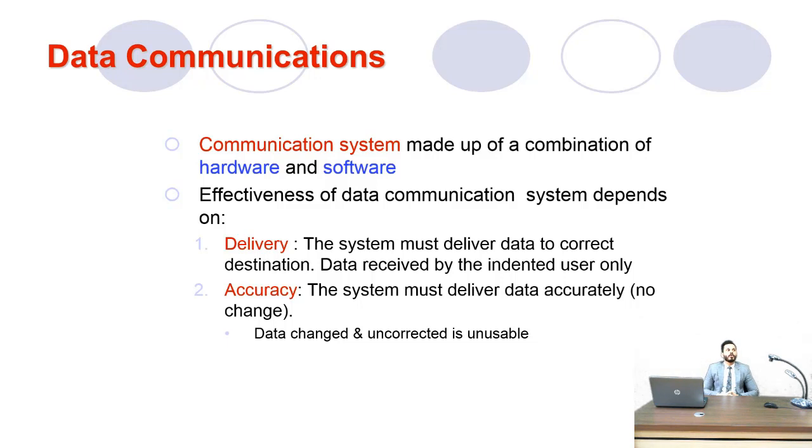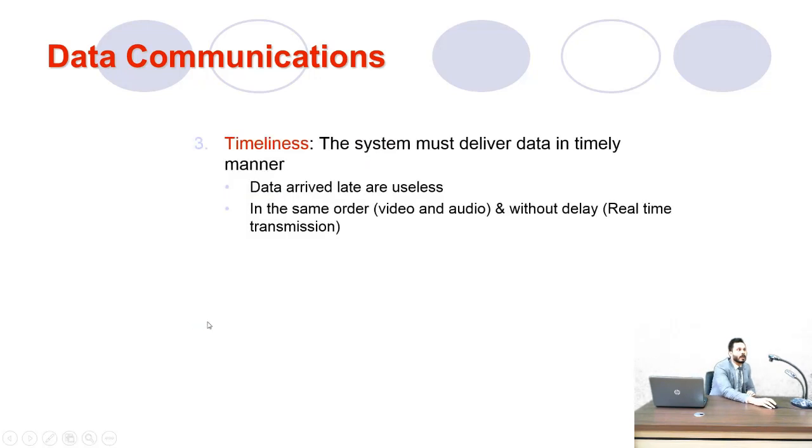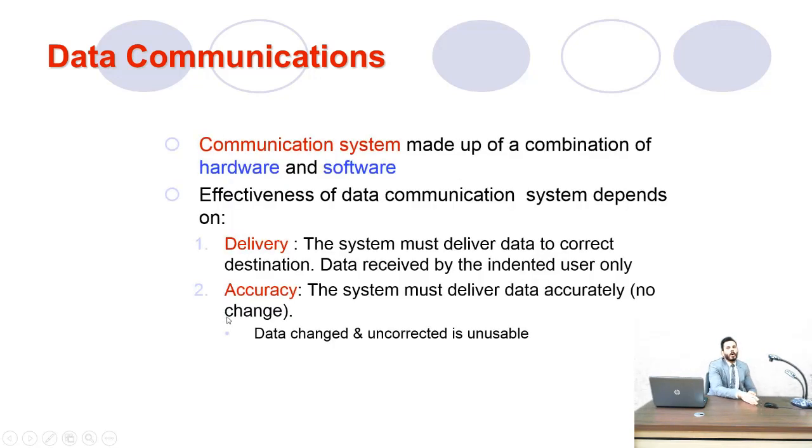Now you must know what the effectiveness of the data communication system depends on. Okay, the effectiveness of a data communication system depends on first delivery, accuracy, and timeliness. Okay, what does delivery mean in data communication?